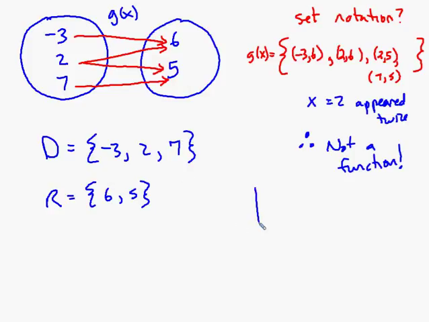If I wanted to make a table, x, y, what would I put here? Well, -3, 2, and 7. -3 went to 6. Now 2 is going to be confusing, so I'm actually going to need to list 2 twice. So 2 goes to 6 and to 5, and then 7 goes to 5. So that's a weird table. And again, this is not a function.